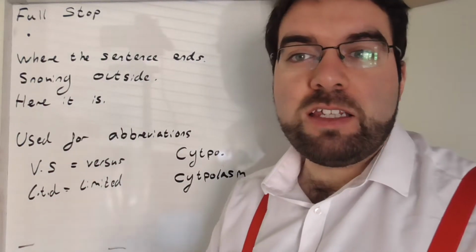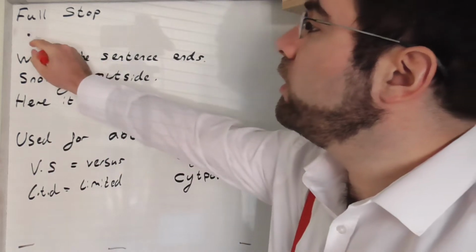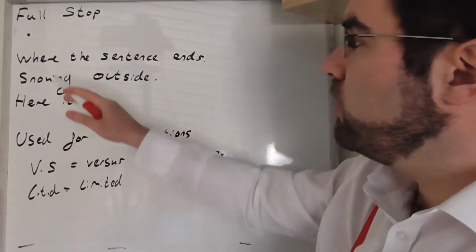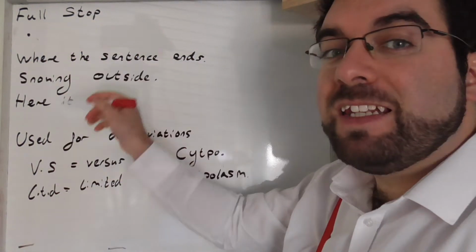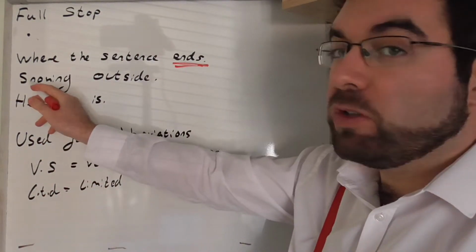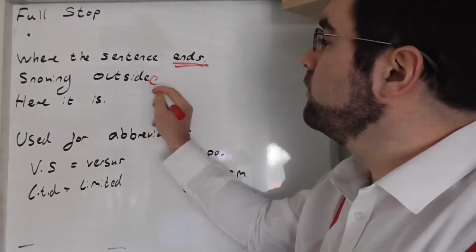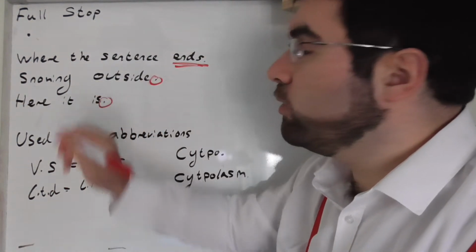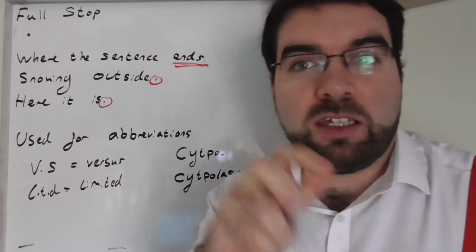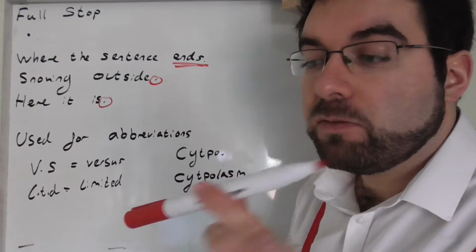Okay, so let's look at full stop. Full stop. Nice dot. So they show where the sentence ends. Key word there is end. So we could say it is snowing outside. Full stop. Here it is. Full stop. I'm going that way. Full stop. What? Here is the pen. Full stop.